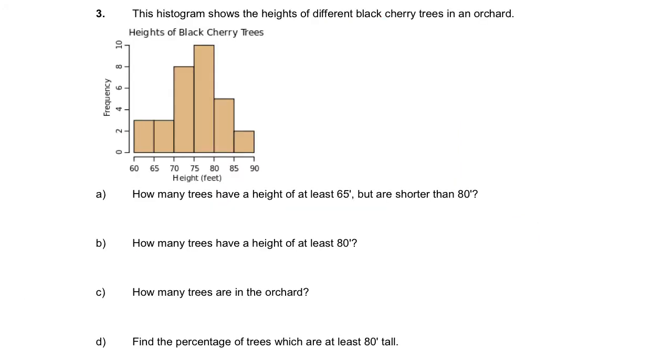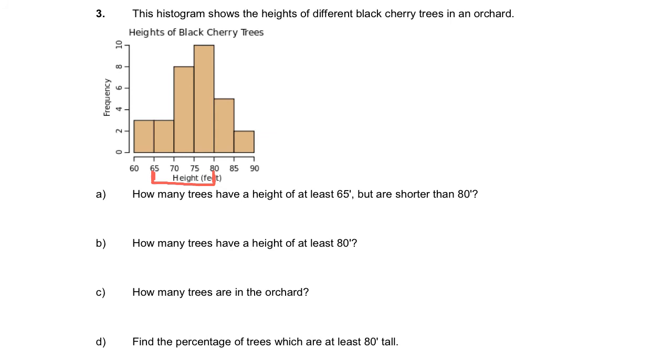And this last example also involves a histogram. This one shows the heights of different black cherry trees in an orchard. So here we have the different heights and the frequency for each interval. So the question is, how many trees have a height of at least 65 feet, but are shorter than 80 feet? Okay, so at least 65 feet, but shorter than 80 feet. So we're looking at this range right there.